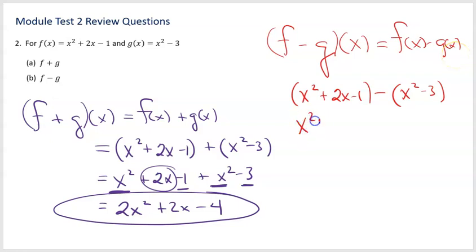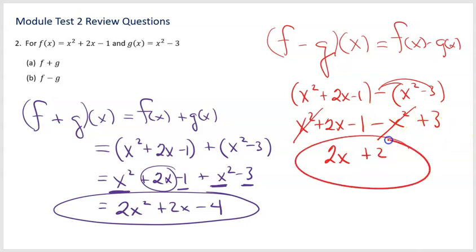Now, to remove the parentheses, for the first polynomial, I just drop them. For the second polynomial, since this negative is in front of the entire polynomial, I need to change both of those signs because I'm multiplying by negative 1. So negative 1 times positive x squared is negative x squared. Negative 1 times negative 3 is plus 3. Now I add like terms, x squared plus a negative x squared cancels. And then I bring down the 2x because I don't have another x term. And then negative 1 plus 3 is plus 2. So that's f plus g and f minus g of x.